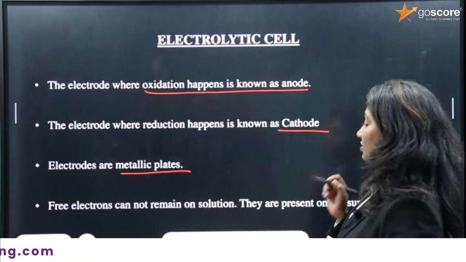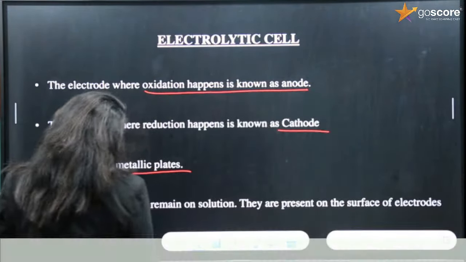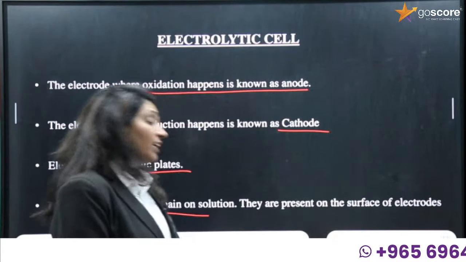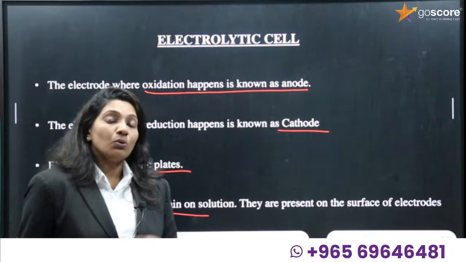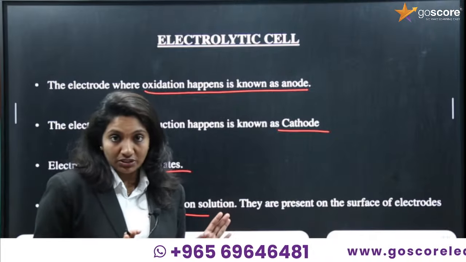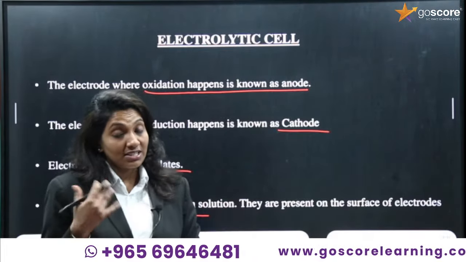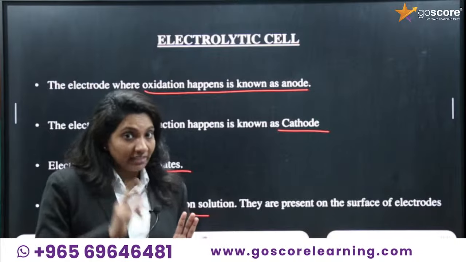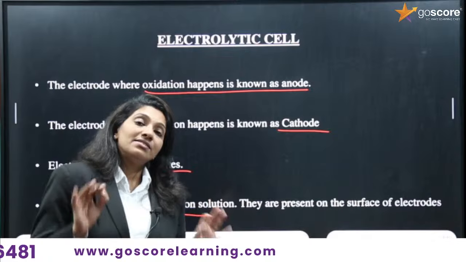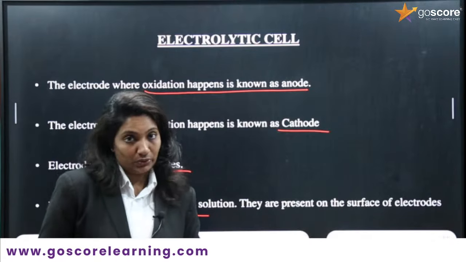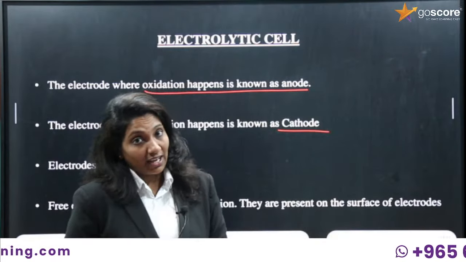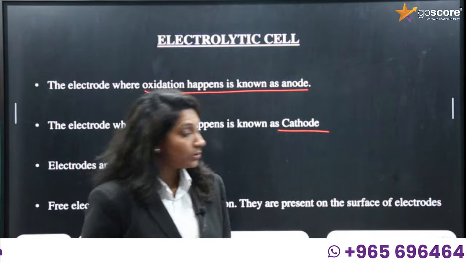The free electrons cannot remain in the solution. They are present only on the surface of the electrodes. So we know that at the anode and cathode there will be losing and gaining of electrons, and these free electrons do not enter the electrolytic solution. They will always be present on the surface of the metal electrode. So that's about the electrolytic cell. I hope the electrolytic cell is clear for you.